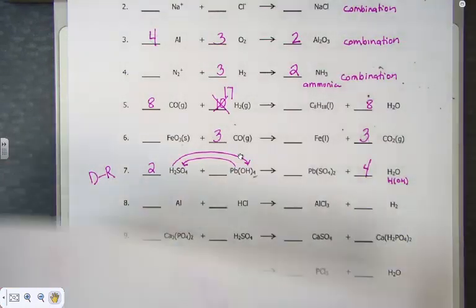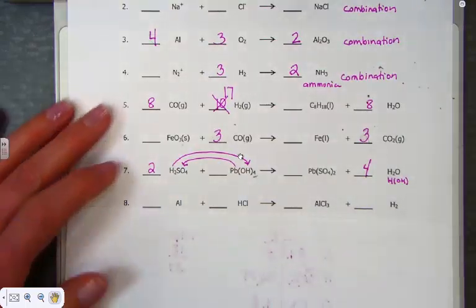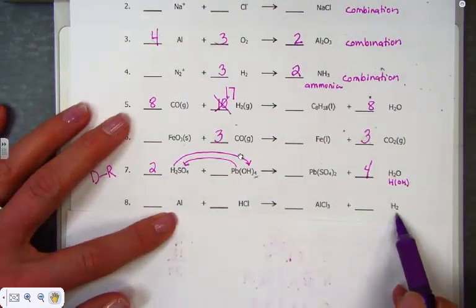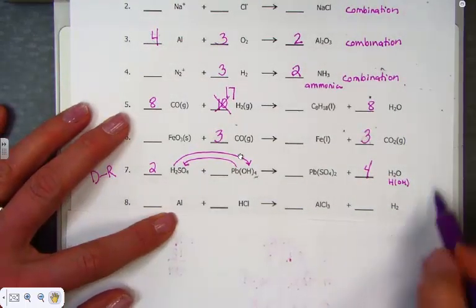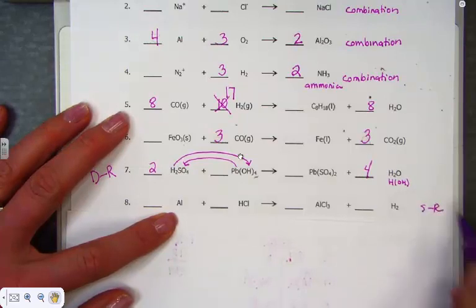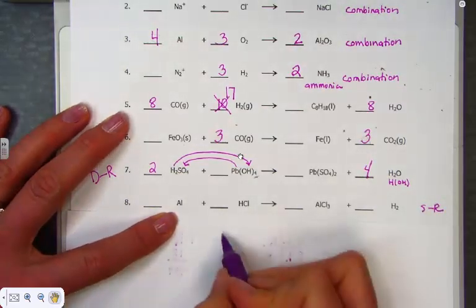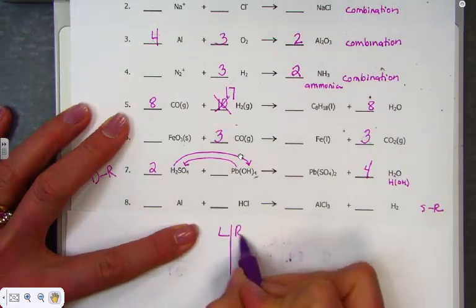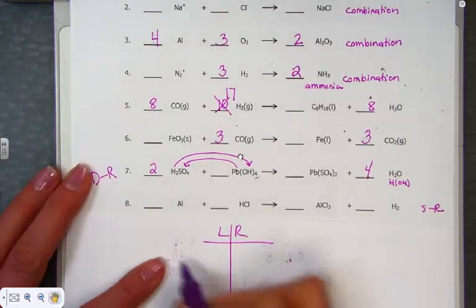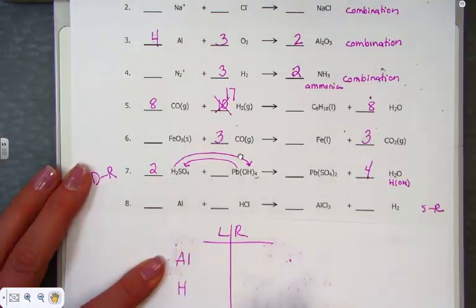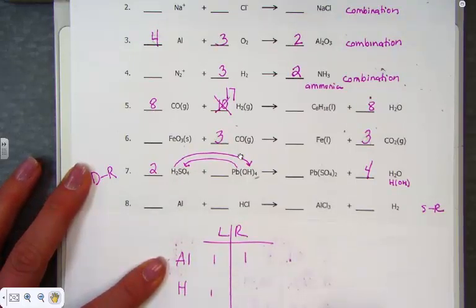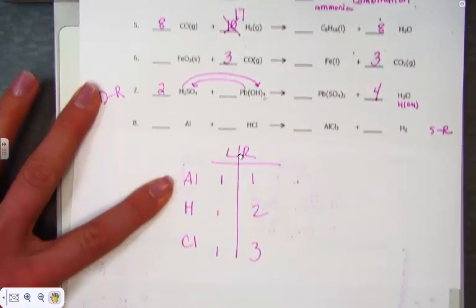Number 8 says aluminum with HCl, single displacement here. Aluminum kicks out hydrogen, elemental hydrogen, and a new compound called aluminum chloride, a single replacement. If we simply tally, left, right, aluminums, hydrogens, and chlorines: 1 of each on the left, 1 aluminum, 3 chlorines, and 2 hydrogens on the right.